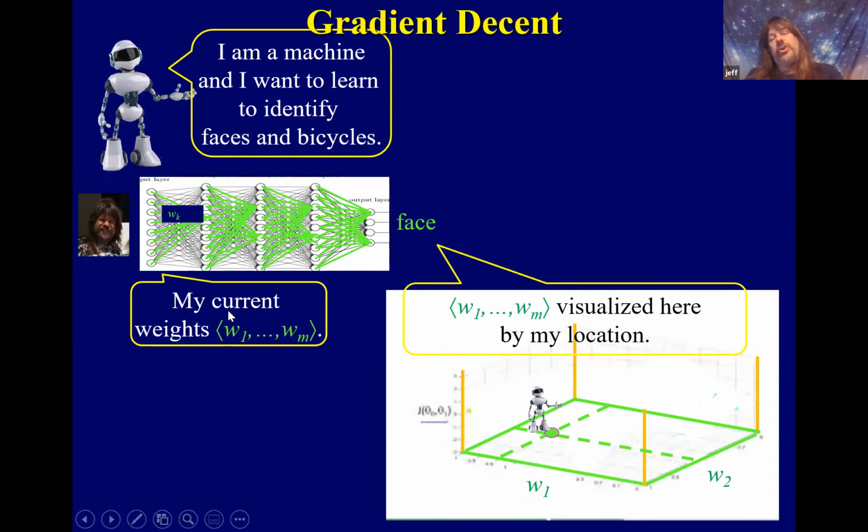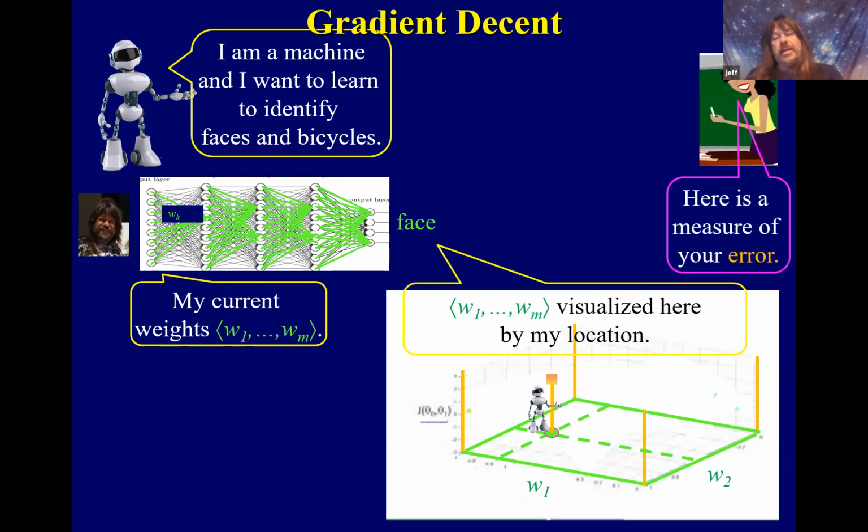So let's think about our current weights as a location in weight space. So what does that mean? If we only had 2 weights, then they could give us our longitude and latitude. And then what we do with these current weights, we have our current location, which gives us our current weights.